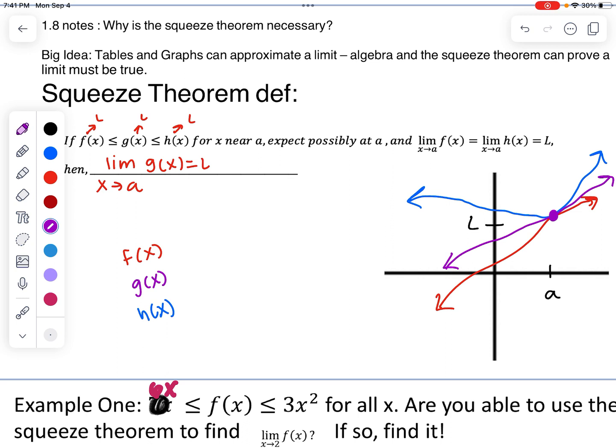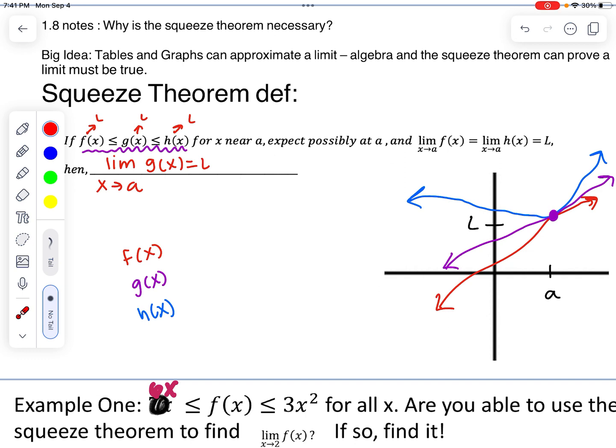So the big conditions for the squeeze theorem to work is that there has to be an order to the functions. One has to be less than one, which has to be less than the other. And then the two outer ones, so these two guys right here, their limits at this point have to be the same.